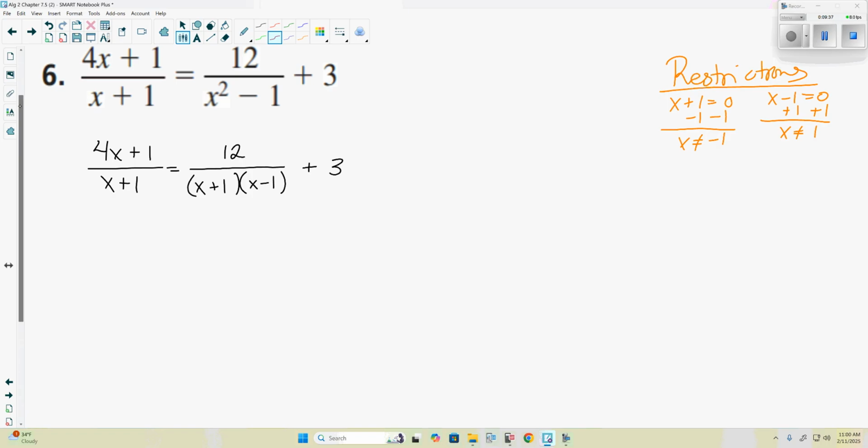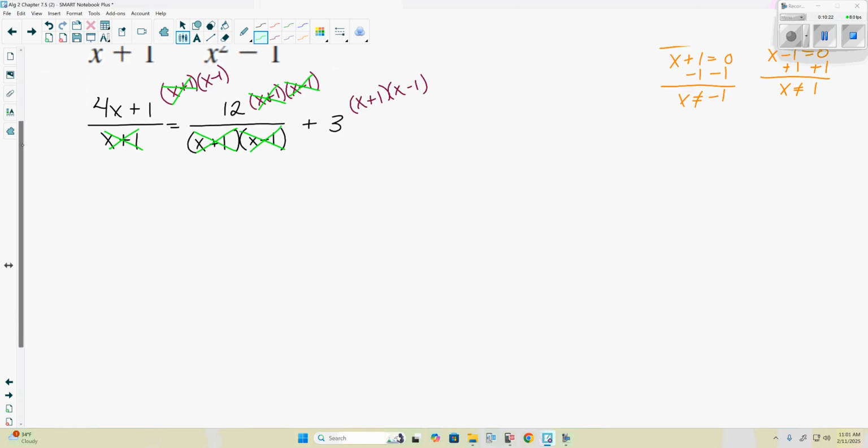Now we need to figure out what we need to multiply through by. I would agree with the x plus 1 and the x minus 1. Now the 3 doesn't have a denominator, so we don't have to multiply through with it. Because if we do the x plus 1, on the far left, the x plus 1 and x plus 1 will cancel. In the middle, the x plus 1 and x plus 1 will cancel. And since our 3's denominator is 1, we don't have to worry about it. In the middle, the x minus 1 and x minus 1 will cancel.